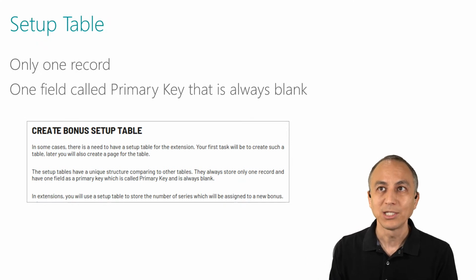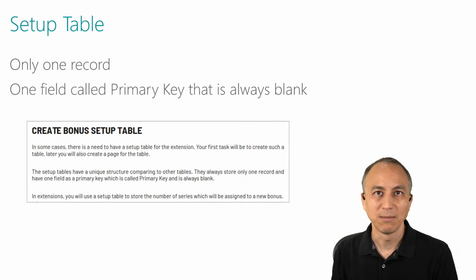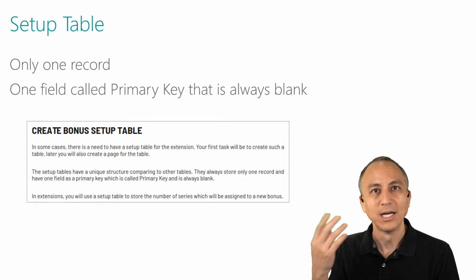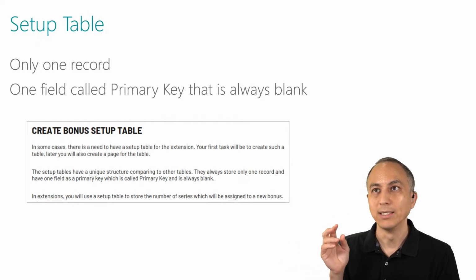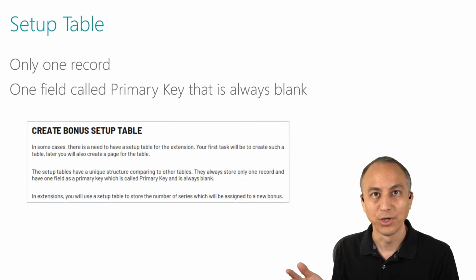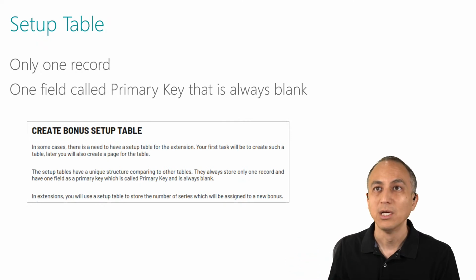And Dynamics GP actually has something similar. There are several setup tables like the purchasing setup table or the general ledger setup table. They usually have one record and they store things like the next transaction number or configuration options for that entire module. So very similar concept to have a setup table with only one record.